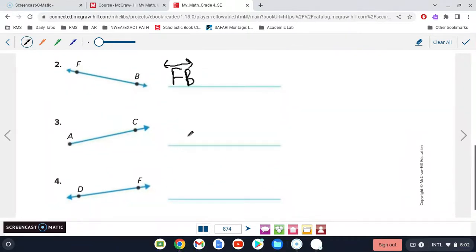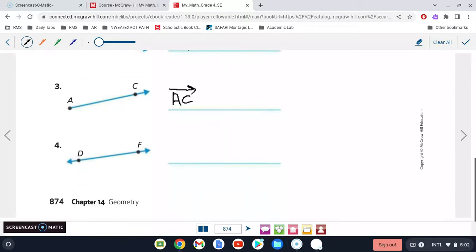Okay, 3, that is called a ray. So you can either call it ray AC, or you could draw AC with a line and then an arrow. Okay, number 4 is also a line, so DF, and then an arrow at both ends.